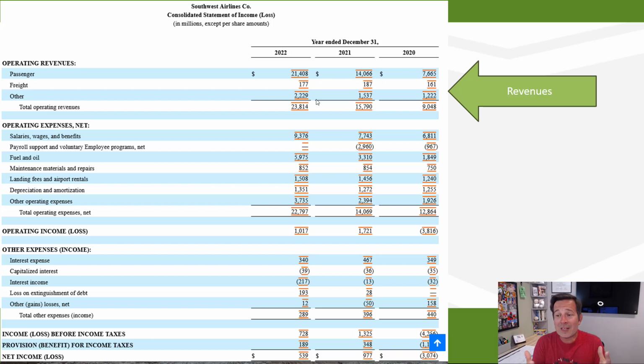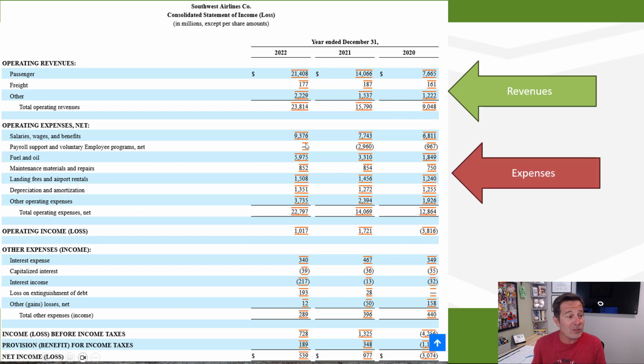So that's kind of how we've seen revenue in our financial statements, right? We have our revenues, then we have expenses, all grouped together underneath that. And you look at the expenses right here, operating expenses: salaries, wages, benefits, payroll, fuel, maintenance, landing fees, depreciation. All that stuff has to do with the day-to-day activities of running Southwest Airlines.